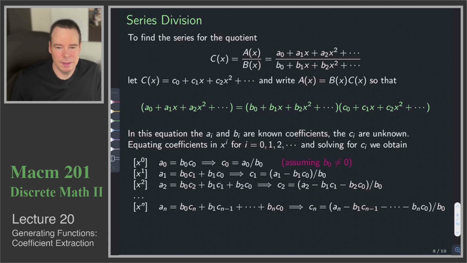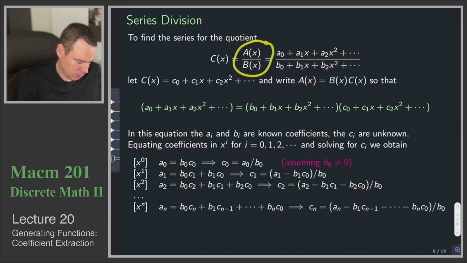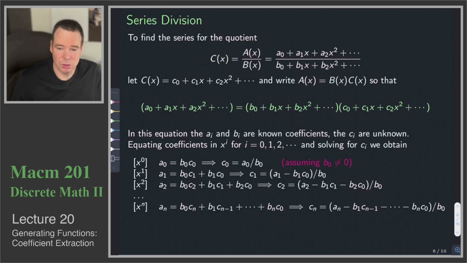Why is this in the coefficient extraction section? Well, we can look at it from one perspective. What this is really asking is, for this generating function, let's extract the coefficients. And when we extract the coefficients, we've essentially constructed that new generating function C.